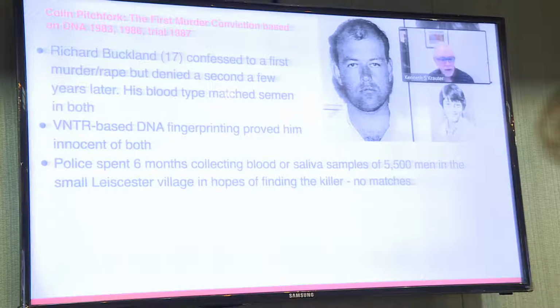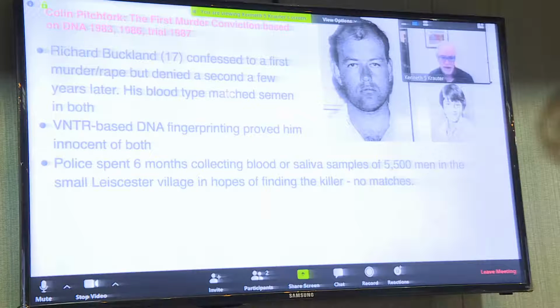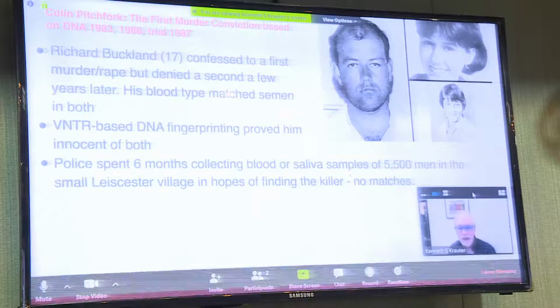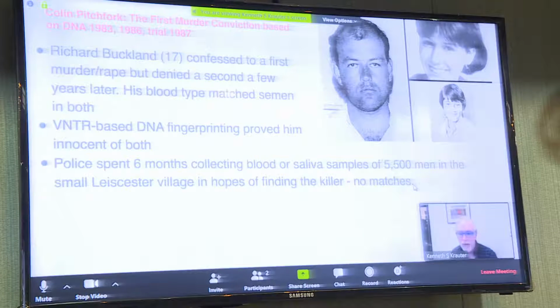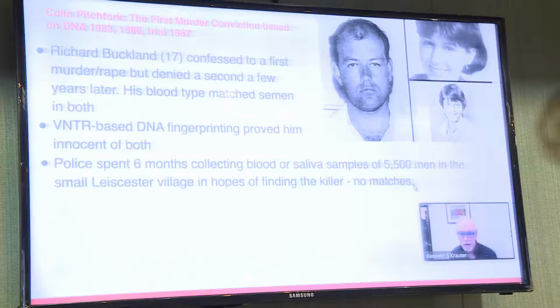Once the police realized that he wasn't the guy, they spent the next 6 months collecting blood and saliva samples from all of the men that lived in the same town that these 2 young girls who were murdered came from. It turned out there weren't a lot of men, only about 5,500 of them in this town. They did the DNA fingerprinting on all of them, and not a single one matched the DNA in the semen. So it was possible that the person came from another town, or that they missed something, okay?